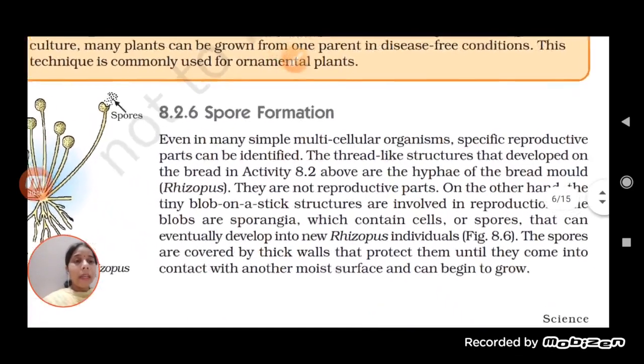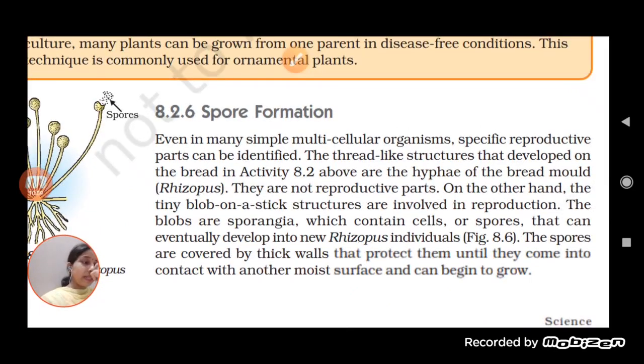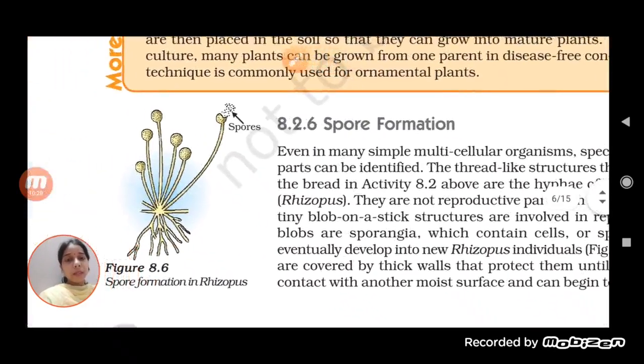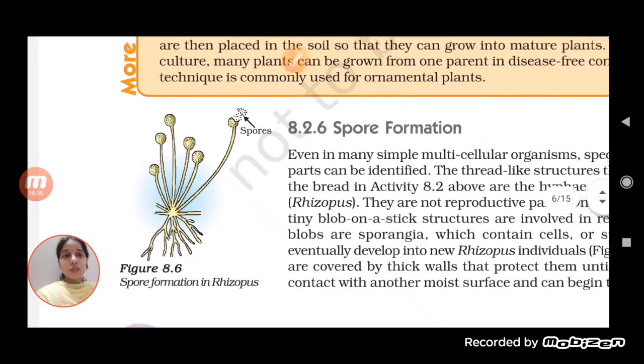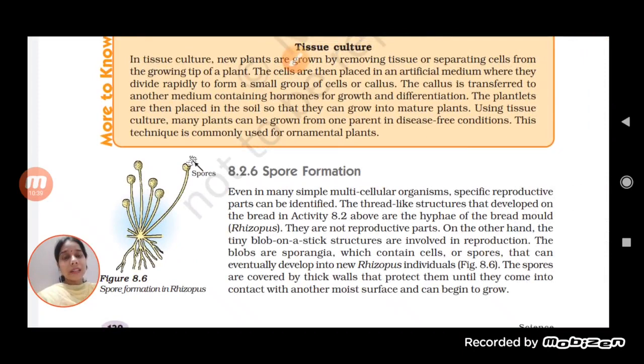When you take that bread mold and keep it under the microscope, you will find that the mold is a long thread-like structure, which we also call hyphae. This hyphae of the bread mold consists of a bulb. As you can see here in this structure, this is the spore formation. Students, you will find that it consists of a long thread-like structure, and blobs are there on the stick of the structure, and that helps in the process of reproduction.